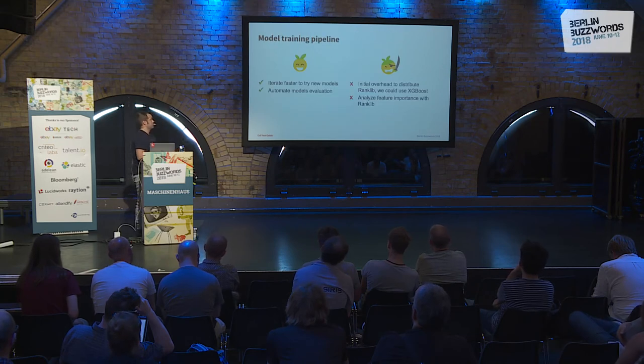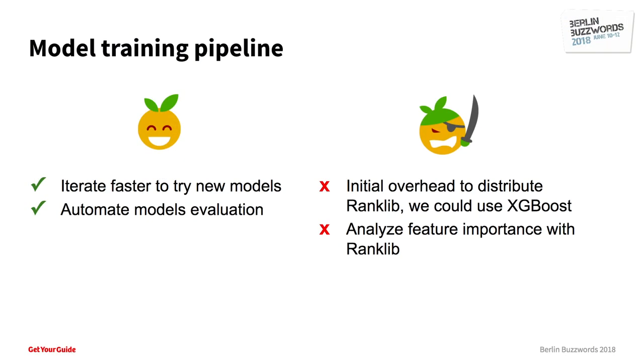So what is good and bad about this pipeline? You can iterate faster to try new models. And automated model evaluation is also optimized. But the problem here is we had some overhead to distribute RankLib. We shouldn't do that. We could use XGBoost. We went for RankLib at the time because we didn't have expertise in XGBoost and found more documentation and previous experience with RankLib. And one bad thing about RankLib that we found in our case was analyzing the feature importance from the execution output file from RankLib.